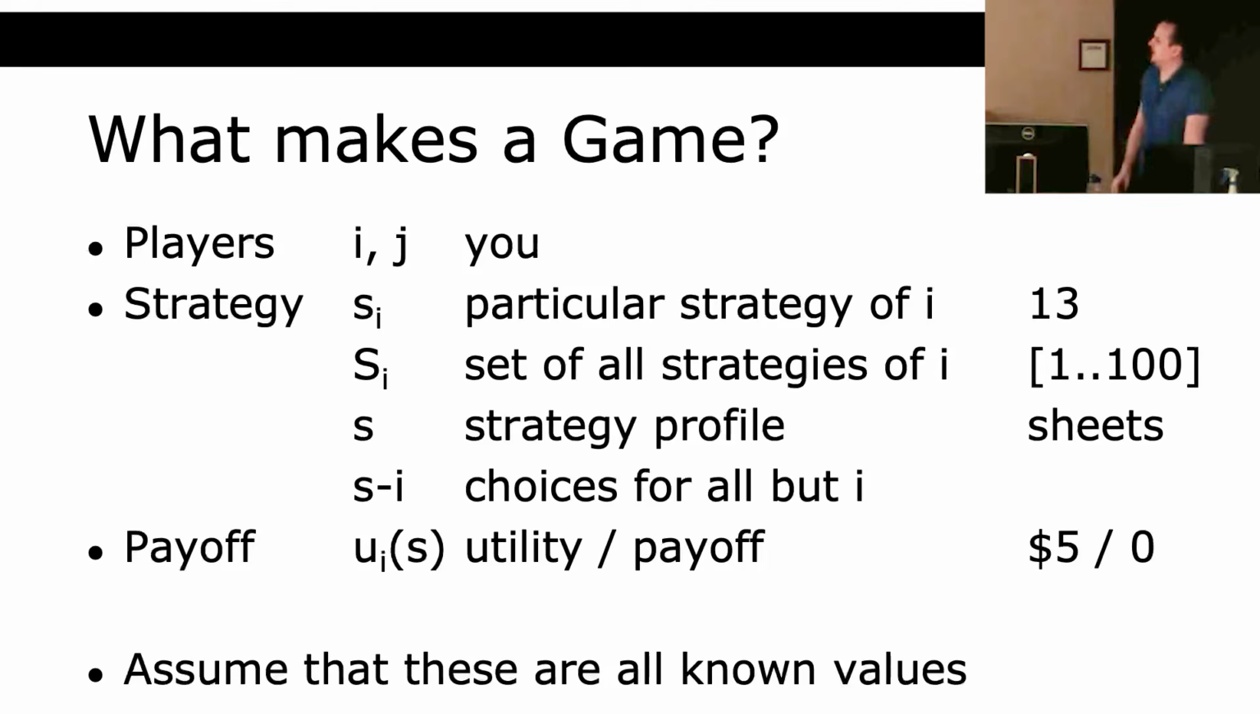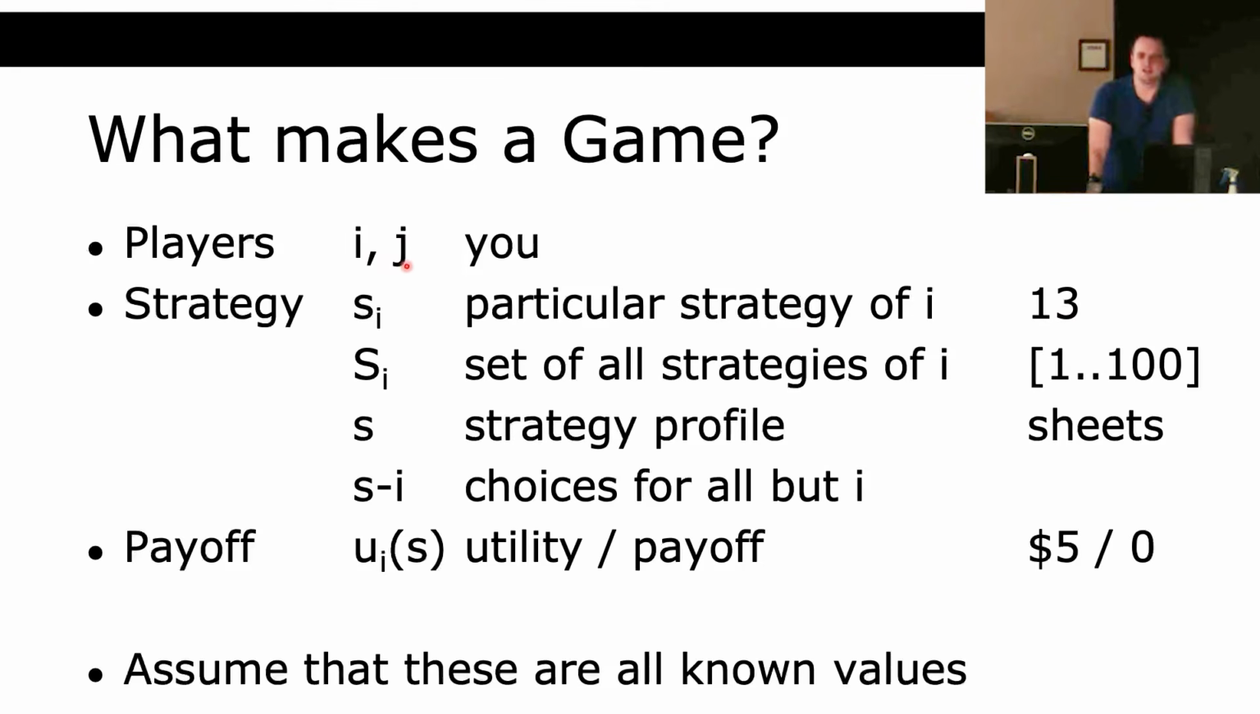So what makes a game then? Let's define the game mathematically. In any game, we have a number of players: I, J, K, L, S, T, U, 1, 2, 3, it doesn't really matter. We have players I and J in this case. This here is describing the numbers game that we played at the beginning. So I want a mathematical definition of the numbers game.